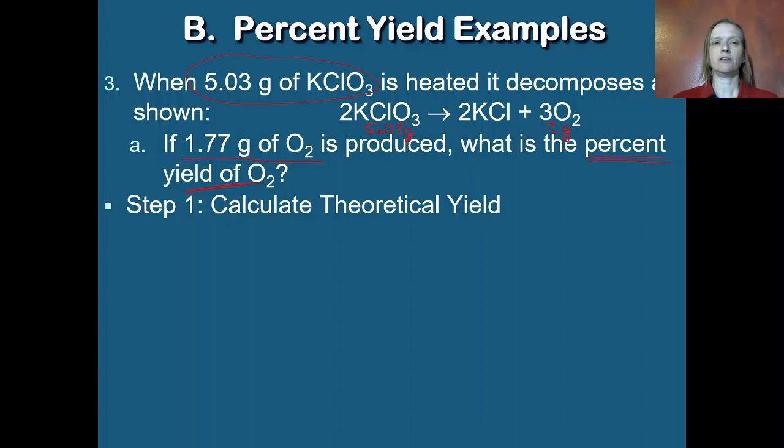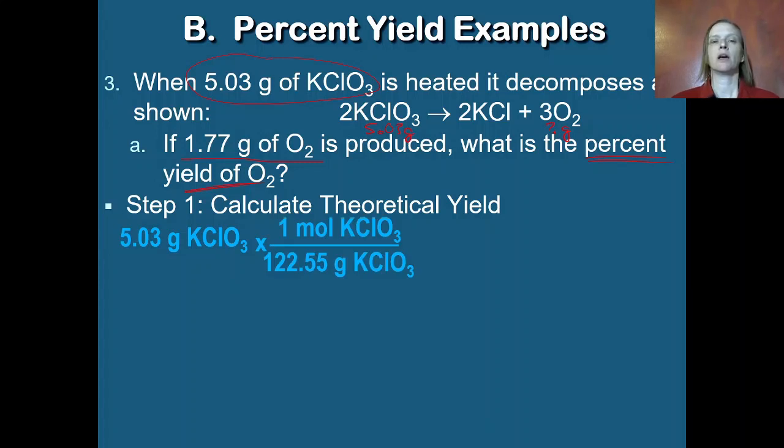Calculating theoretical yield. I'm starting with 5.03 grams of potassium chlorate. I need to convert from grams to moles of potassium chlorate. The units cancel out. Now I'm going to need to convert from moles of potassium chlorate to moles of oxygen gas using the mole-mole ratio from the balanced equation. 2 moles of potassium chlorate for every 3 moles of oxygen gas.